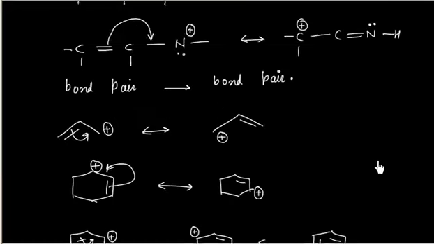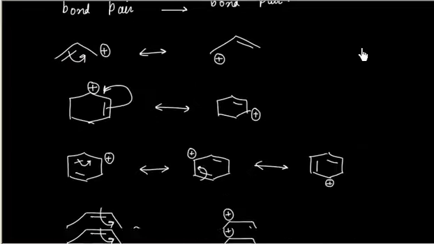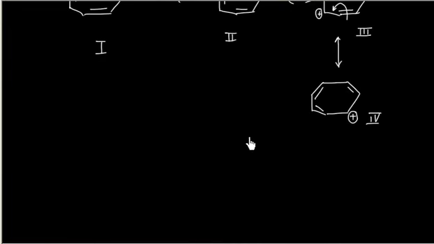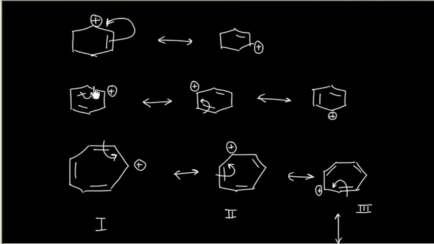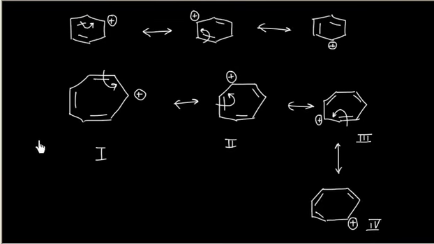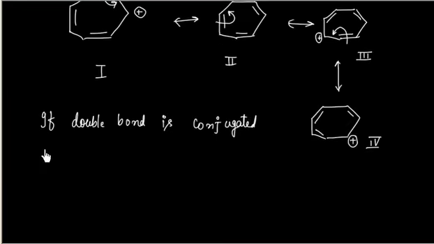So we have discussed this pattern, that is a positive charge adjacent to double bond. So whenever we have a positive charge adjacent to double bond, we have to convert a bond pair into another bond pair. If the double bond is conjugated, then we can flow the arrow more than 1 time. If double bond is conjugated, more than 1 resonating structures are possible.